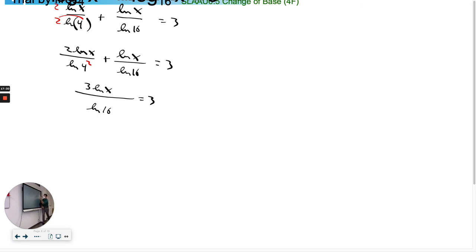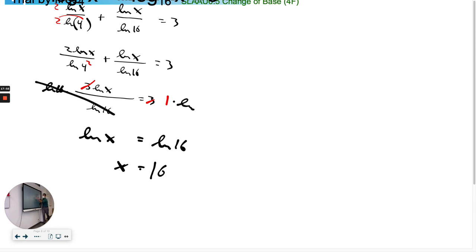You get a 1 over here. So natural log of x equals 1 times natural log of 16. What's x equal? Well, we're multiplying to get rid of this. Nice, right? Change the base.